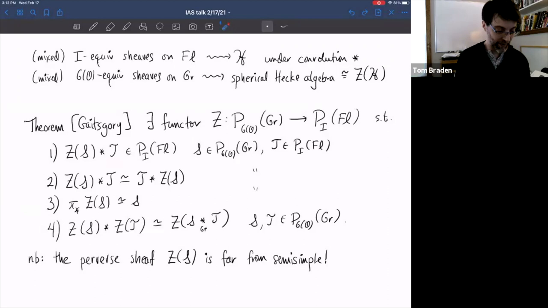And the second property is where the central property comes in, which is that these Z of S sheaves, when you convolve with them, it doesn't matter which side you convolve with them on. There's a canonical isomorphism, a sort of functorial isomorphism between them. This would already tell you that if you look at their K classes, they will live in the center of the Hecke algebra.